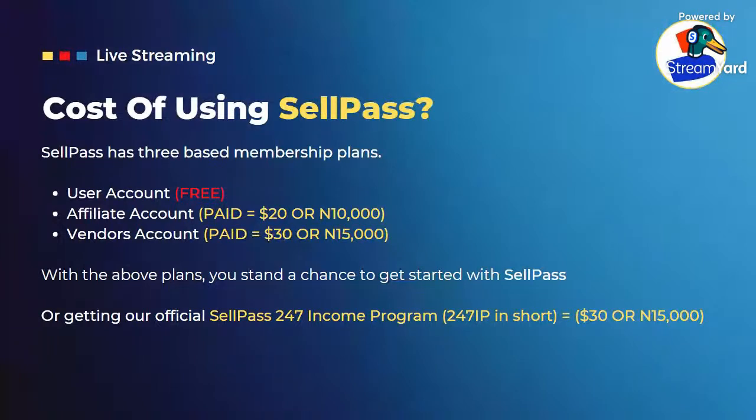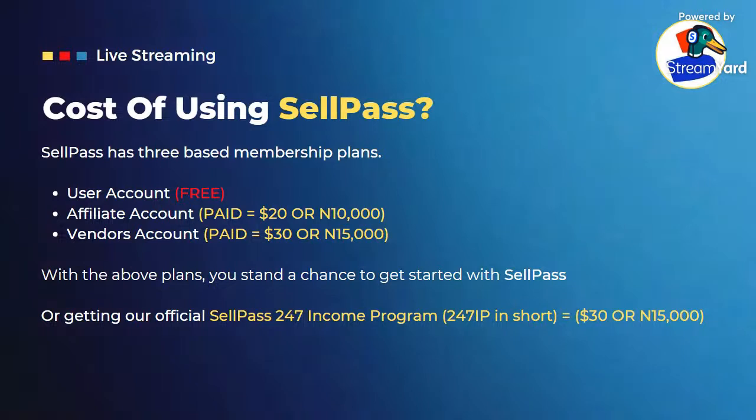Now, with the 247 Income Program, you will learn a whole lot of things. One, you're going to learn how to use SellPass very efficiently to maximize your online business and make a whole lot of money online. Secondly, you are going to learn different ways to use SellPass to make money, and again, learn high income skills. Not only affiliate marketing, that's not the reason why we created this 247 Income Program. It is to teach people how to leverage the power of what we have built on SellPass to learn high income skills that you can resell and make money.